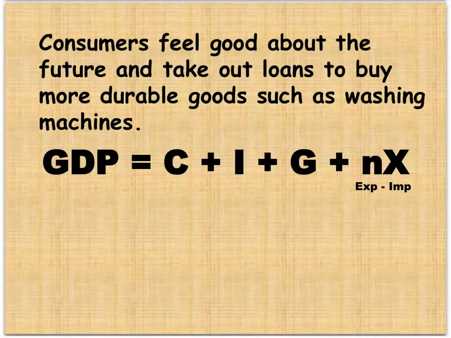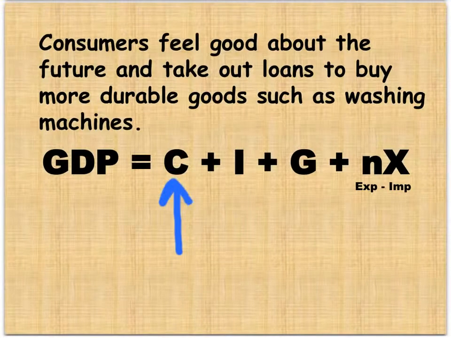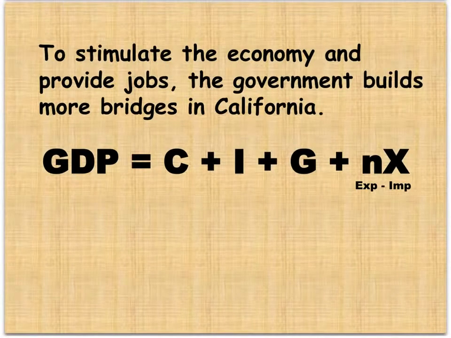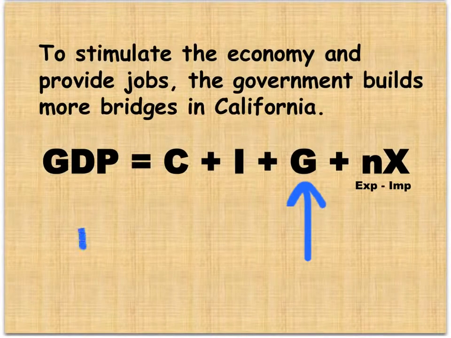Consumers feel good about the future and take out loans to buy more durable goods, such as washing machines. Well, then clearly consumers are spending more, consumption's going up, and therefore total GDP is going up. To stimulate the economy and provide jobs, the government builds more bridges in California. That's government spending, and so clearly government spending is going to go up and GDP is going to go up. Now sometimes people think, well, but if the government's doing that with borrowed money, is that bad? Well, maybe in the long run, but it's spending nonetheless, and government spending increases GDP.